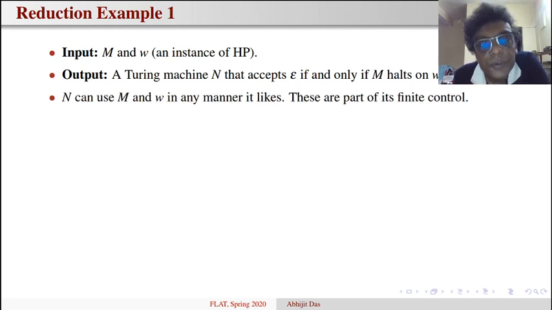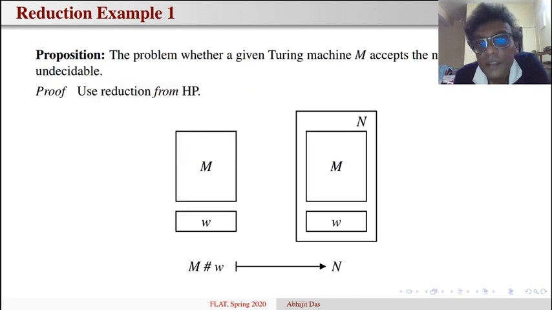So the steps, this is an important thing, as the picture also says, the reduction algorithm takes M and W as input, so it can hardwire this M and W in the description of N, that is, in the finite control of N. In other words, N can use M and W in any manner it likes. And this is a finite thing, the description of M, the description of W. So this knowledge of M and W can be embedded in N's finite control because it's after all a finite amount of information.